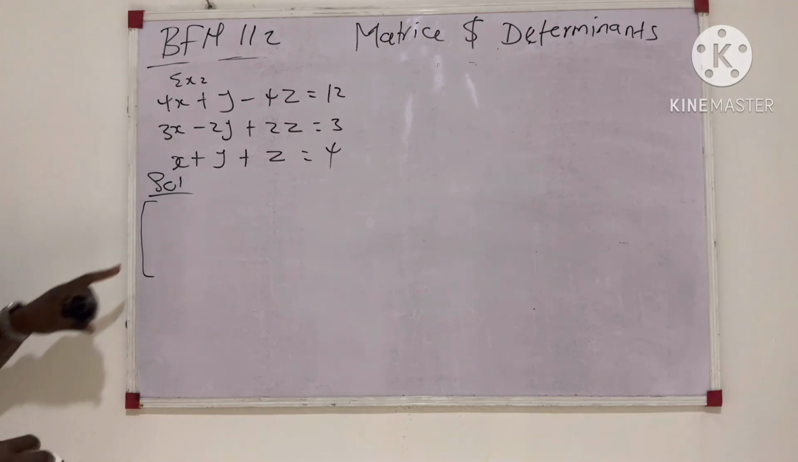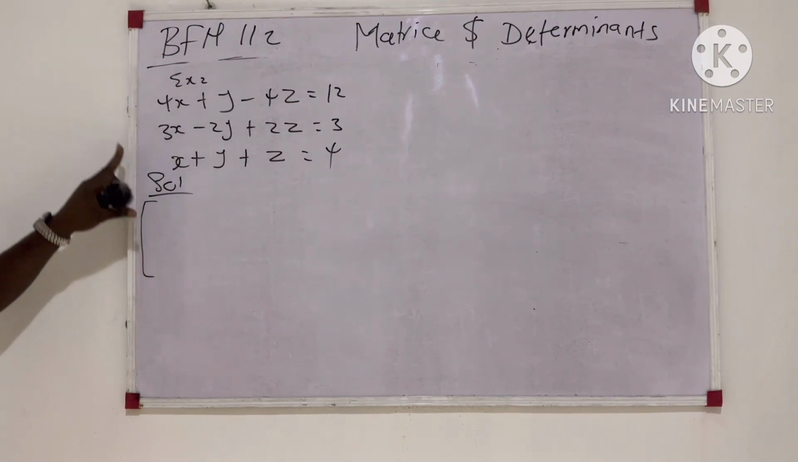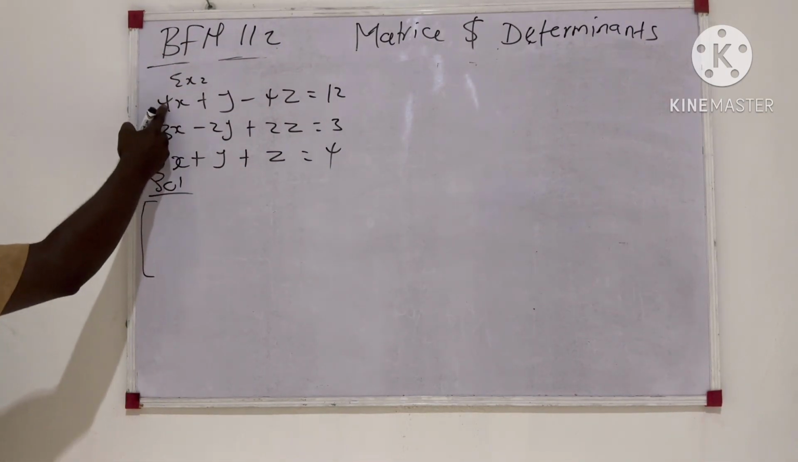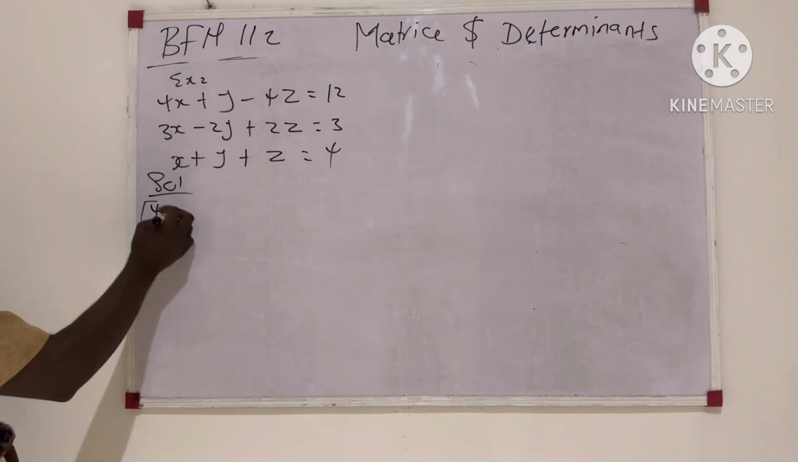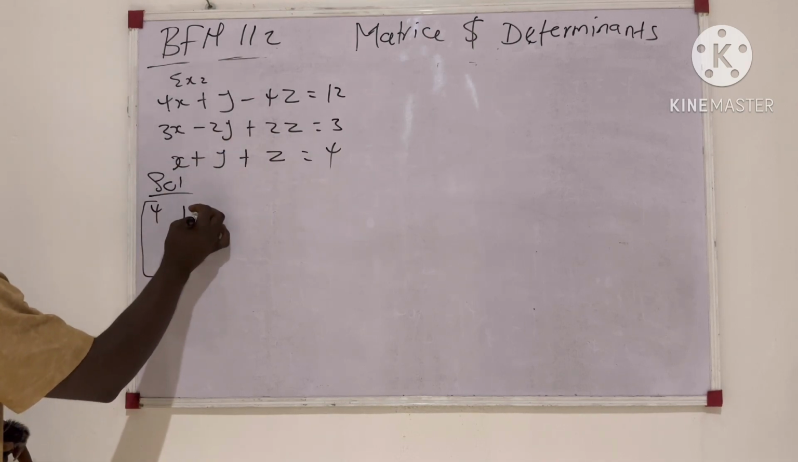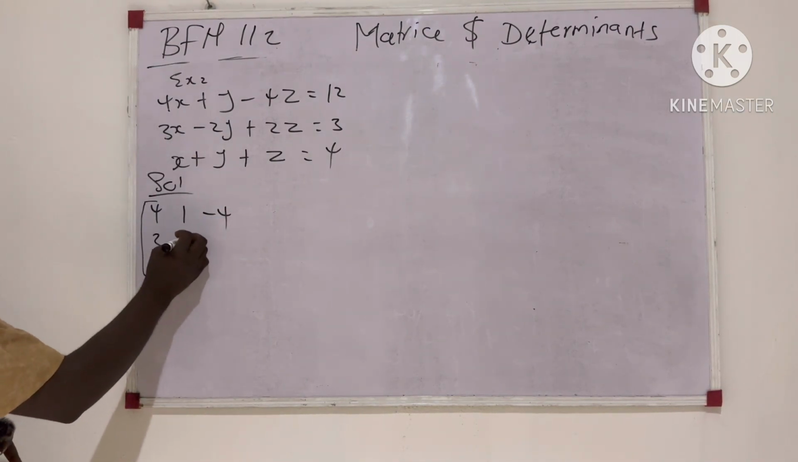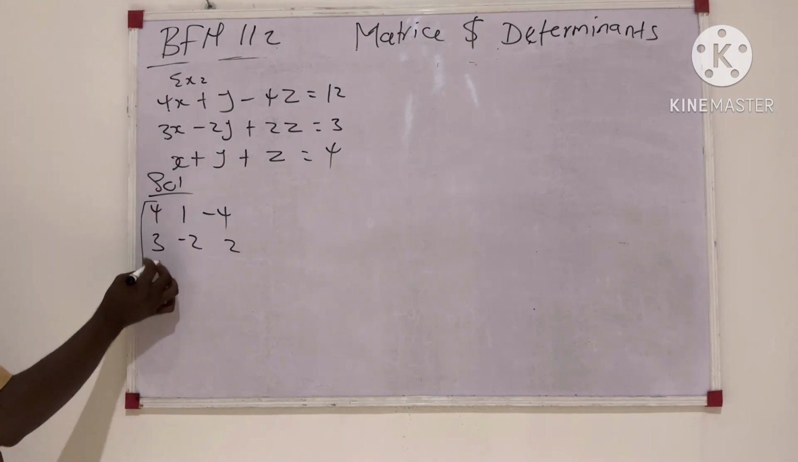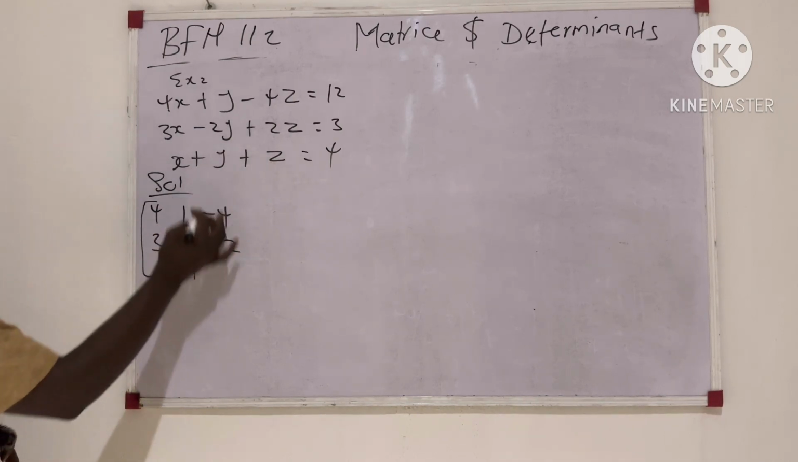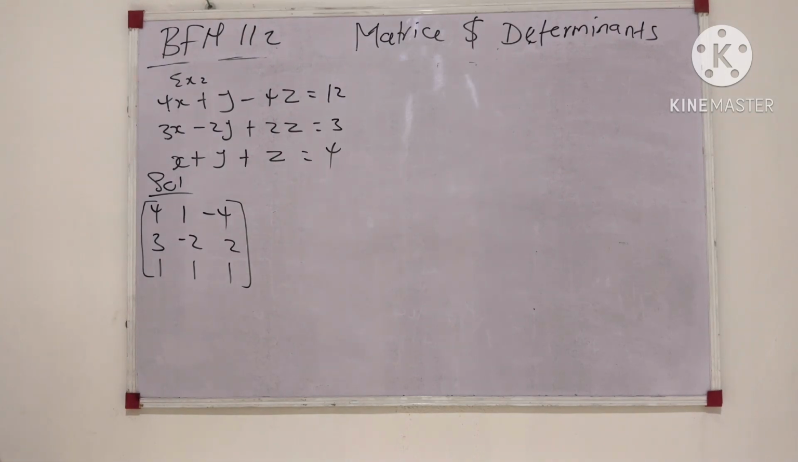Now, what did I say we write first here? The coefficients. The numbers that the variables are carrying. So let's go. The first number here is 4. Here we have nothing. So what will be there? 1. Here we have minus 4. Here we have 3, minus 2, and 2. Here we have 1, 1, and 1.